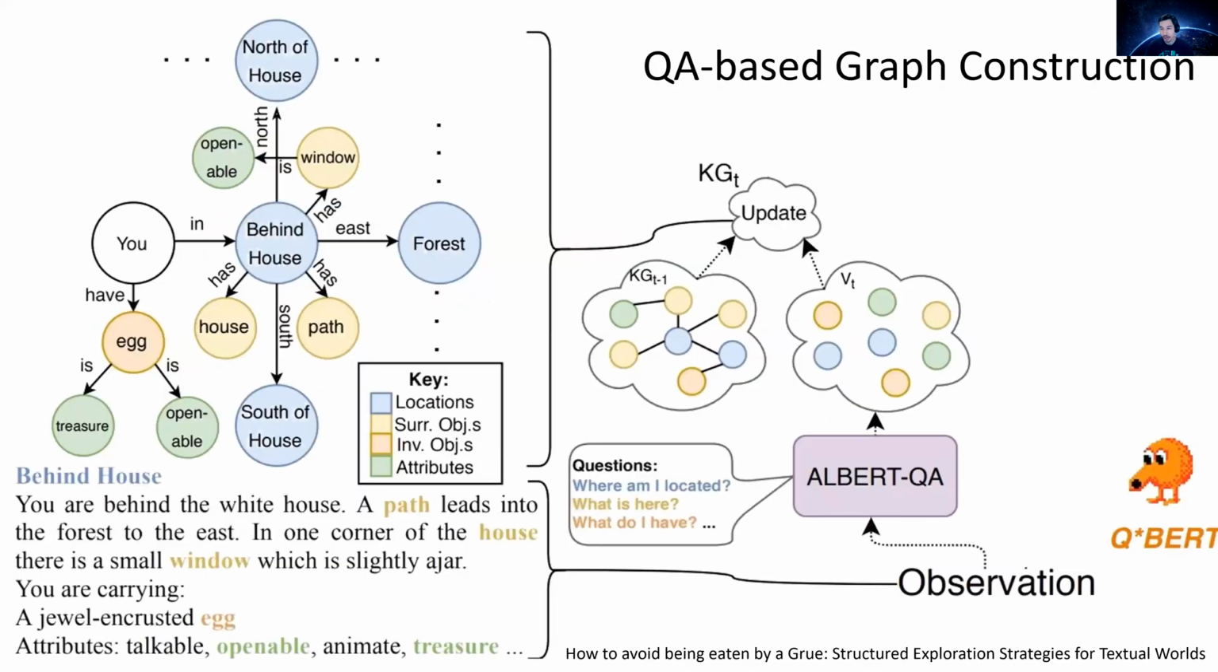So a more recent strategy for creating these knowledge graphs, which is being explored by Prithviraj Ammanabrolu, disposes of the rule-based heuristics in favor of using a question answering system to try to construct the knowledge graph. So in particular, this ALBERT QA system can pose targeted questions, such as where am I located? What objects are here? What do I have? And use the answers from those questions to construct the meat of this knowledge graph. But the question is, how exactly is this QA system being trained?